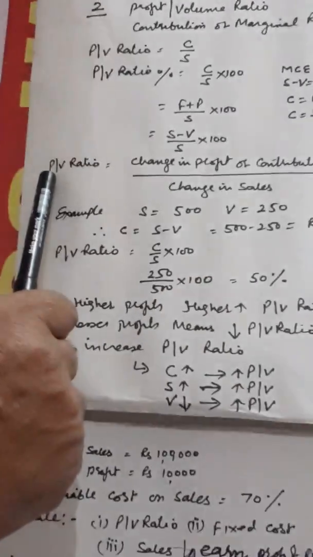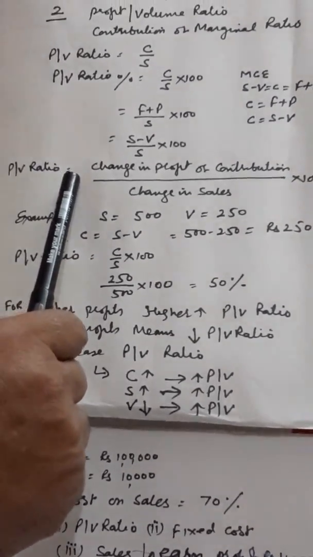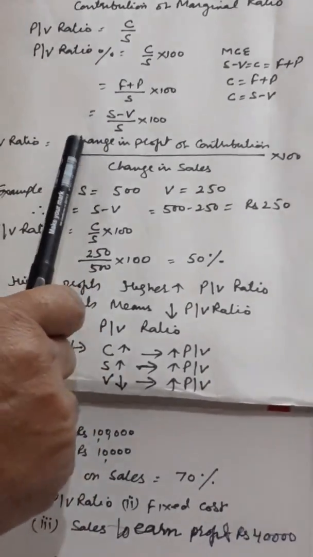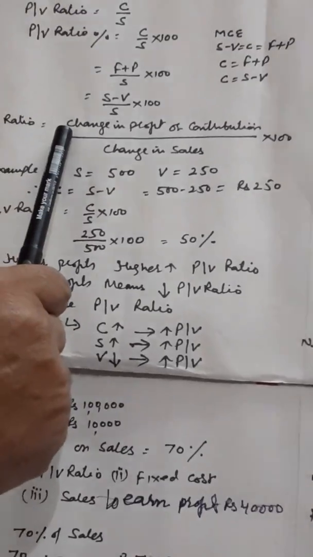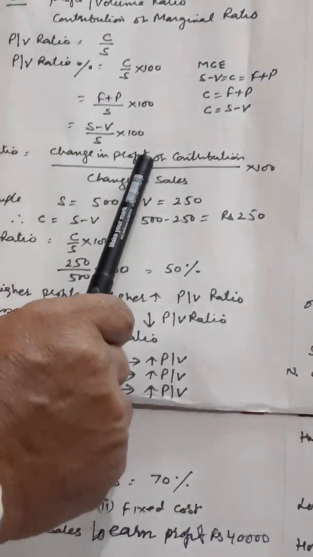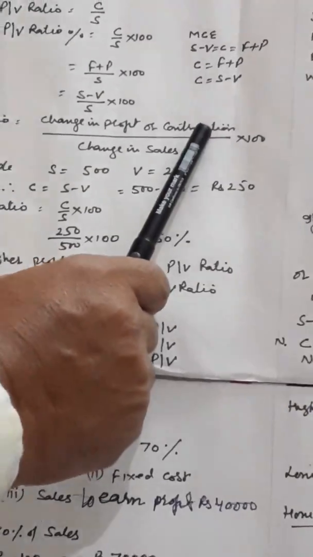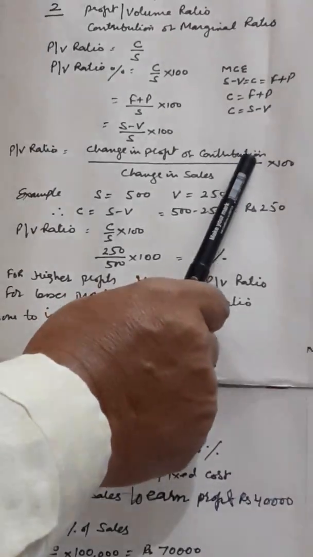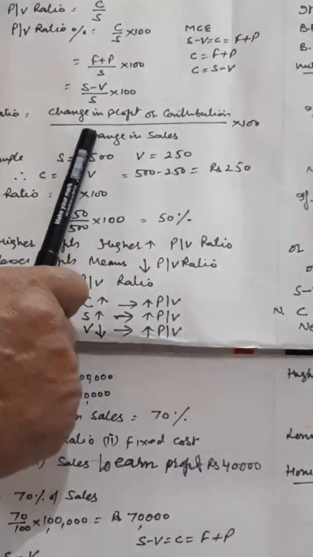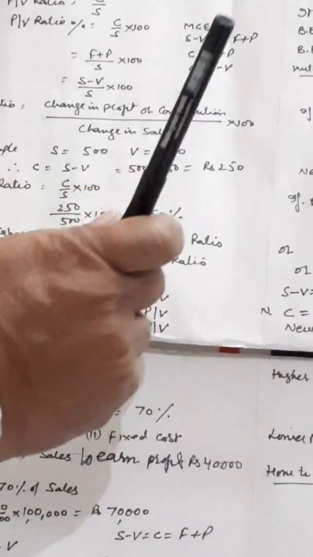Then an important aspect of PV ratio: when we are given the data of 2 years in question, then the PV ratio will be calculated as change in profit, if profit is given, or change in contribution, if in question contribution is given, as the case may be, divided by change in sales multiplied by 100.